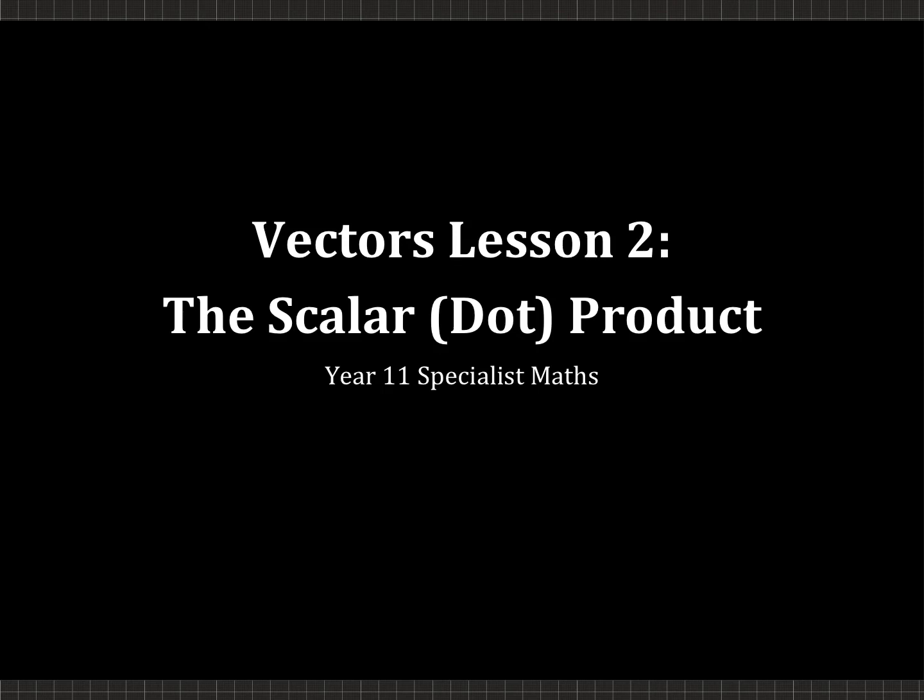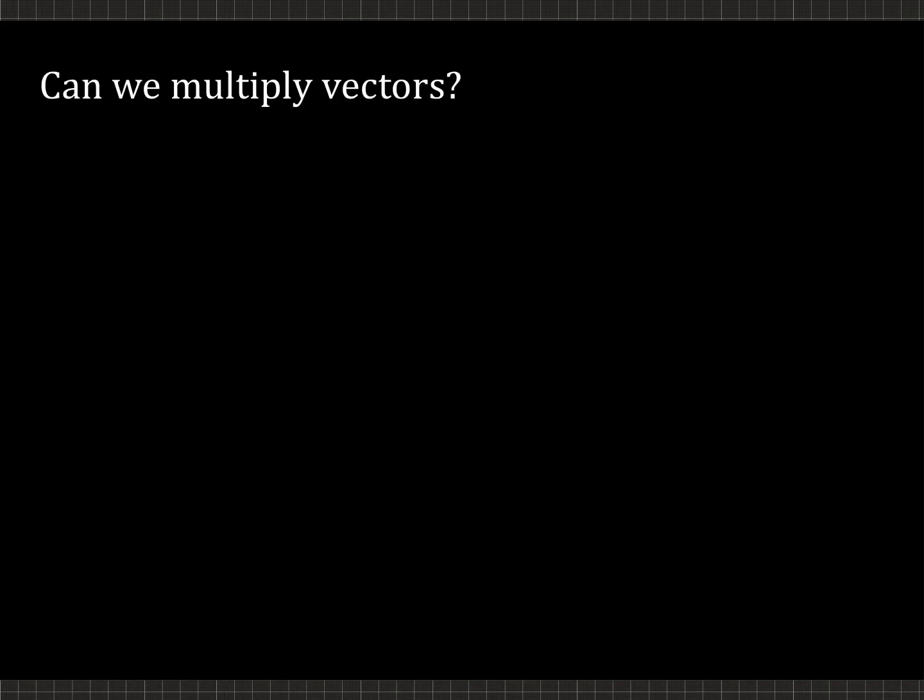Hi everybody, in this video we are looking at the scalar product of two vectors, and this is also known as the dot product. Okay, last year when we were looking at vectors, we did lots of vector addition and vector subtraction. But that raises the question, can we multiply vectors? Well, yes, we can multiply vectors.